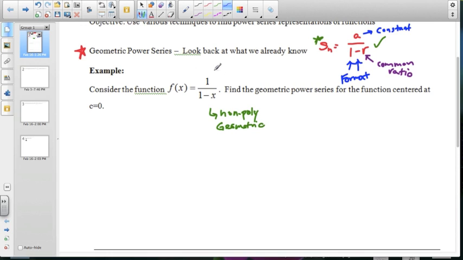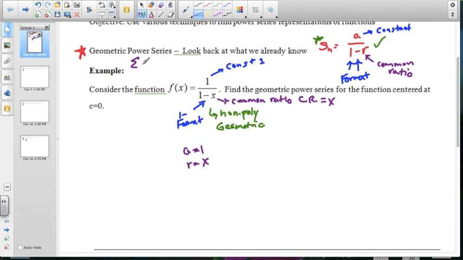So if we look at this first non-polynomial function, we have a constant here. The constant is a value of 1. We have the 1 minus here, which we need for that formatting. And then the common ratio, I'll call that CR, equals x. So we can write this as a power series with a equal to 1 and r equal to x. And we know the geometric power series looks like a x to the n. So we're looking at this power series as being the sum as n goes from 0 to infinity of 1 times x to the n, or more likely, you'll just see it as x to the n.